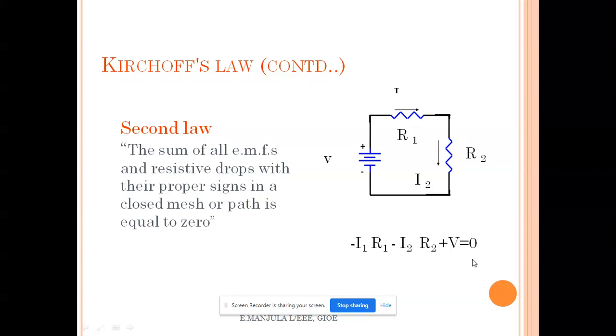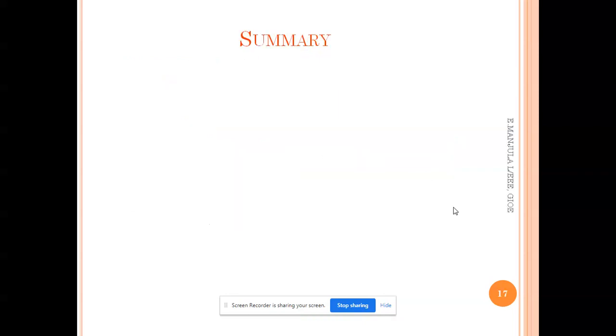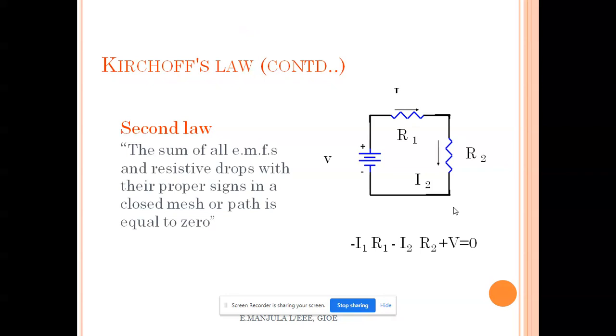Here you can remember by a hint. If the direction of the loop and the direction of the current are the same, then you put a negative sign for a voltage drop. And as your loop is starting from the positive of the voltage, you put positive V. This is only for remembrance, there is no logic in this. So minus I1 R1 minus I2 R2 plus V equals 0. So this is about the Kirchhoff voltage law, that is the second law.